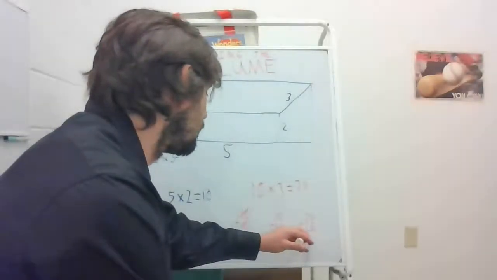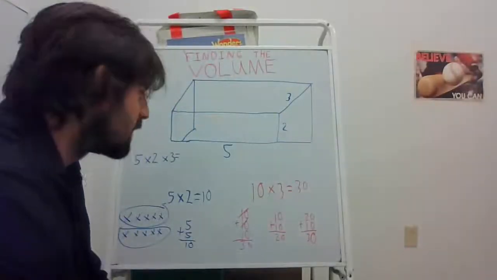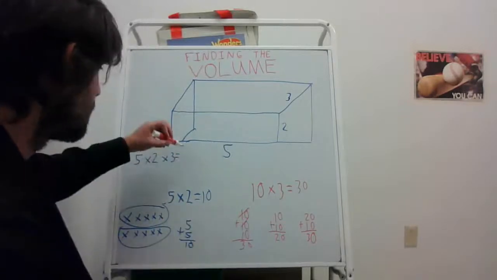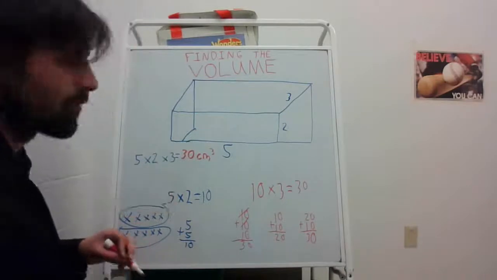If we wanted to, we could do out all of the steps, but it really isn't needed. You can just solve it by adding the 1s in the 10's place. So our answer is 30 centimeters squared.